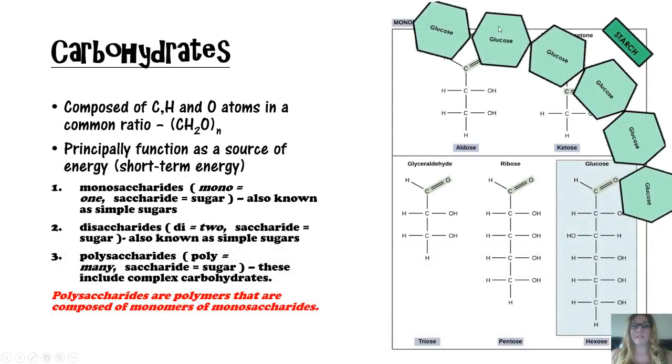Okay. Carbohydrates. Carbohydrates are made up of just three elements, C, H, and O, so carbon, hydrogen, and oxygen. And the ratio is always the same. It's always going to be CHO with twice as much H as the C and O. Now, carbohydrates are good for short-term energy storage. Fats are better for the really long-term storage. Monosaccharides are also known as simple sugars. Disaccharides include sucrose, which is like our table sugar that we use. Polysaccharides are considered the complex carbohydrates.